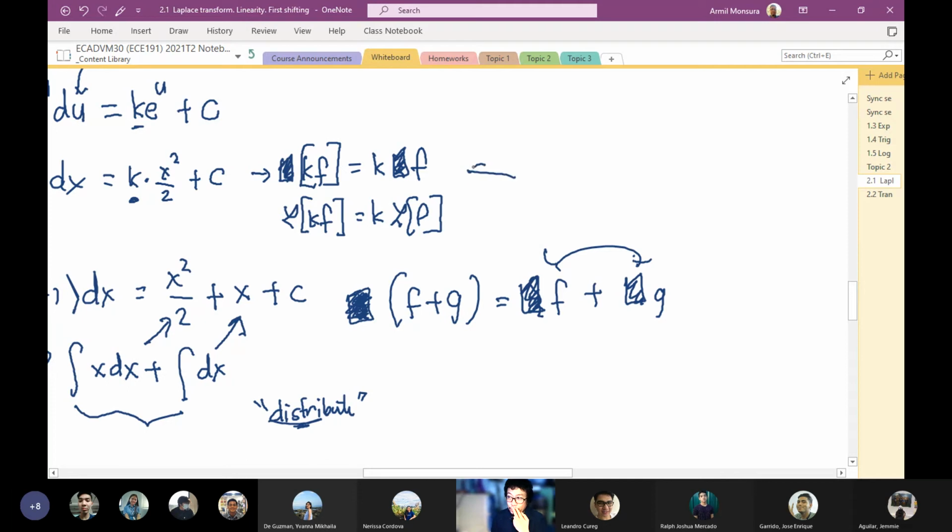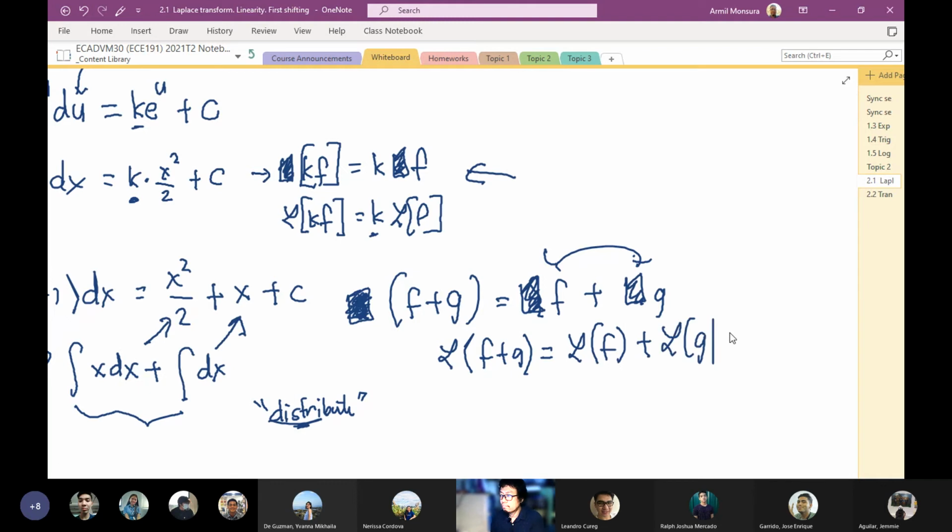So linear operations have this property that takes out the constant from the function before you operate on the function, and this one, which distributes the operation over the sum of functions. The Laplace transform works the same way. If you get the Laplace transform of f plus g, it is the Laplace transform of f plus the Laplace transform of g.